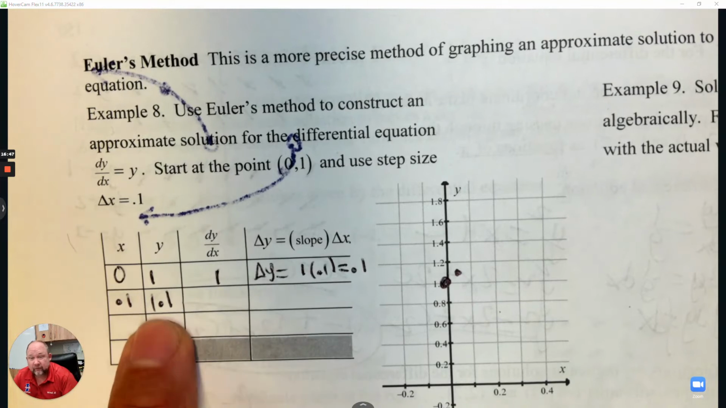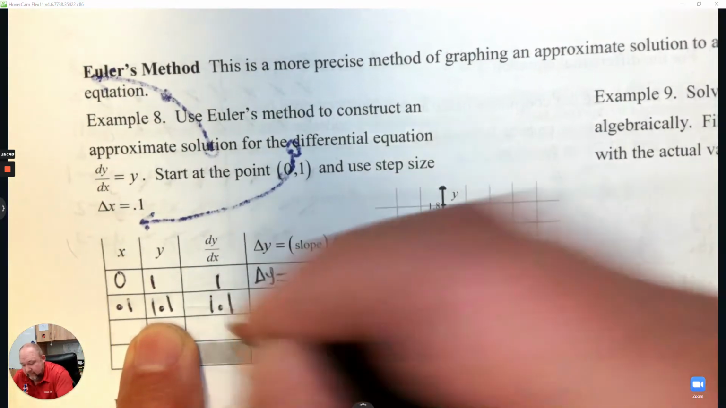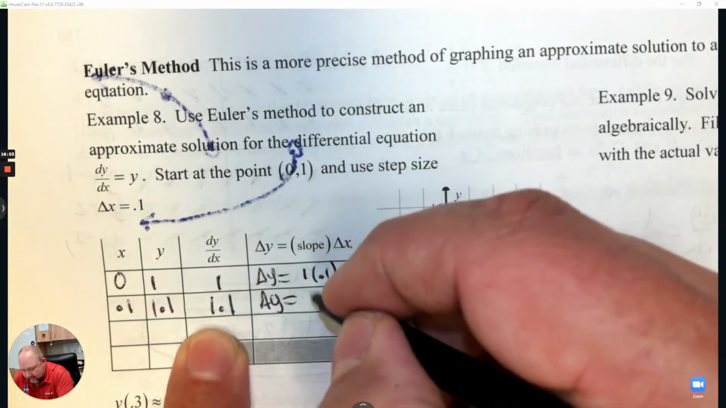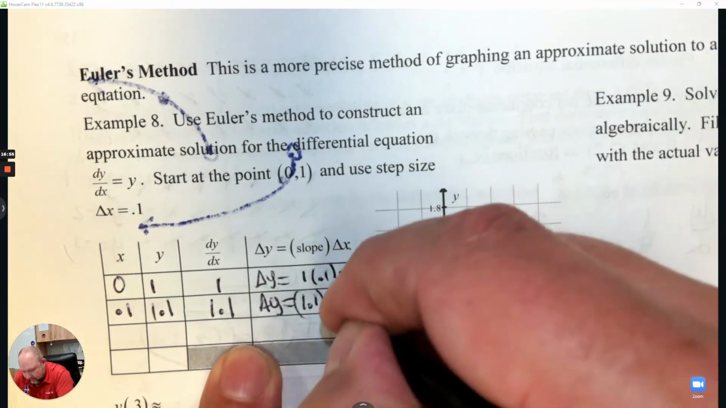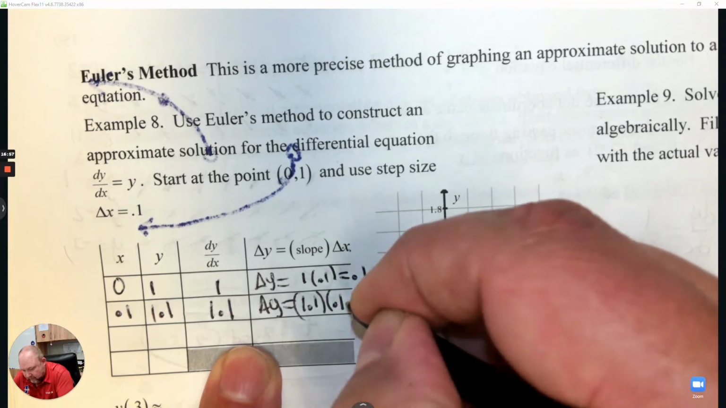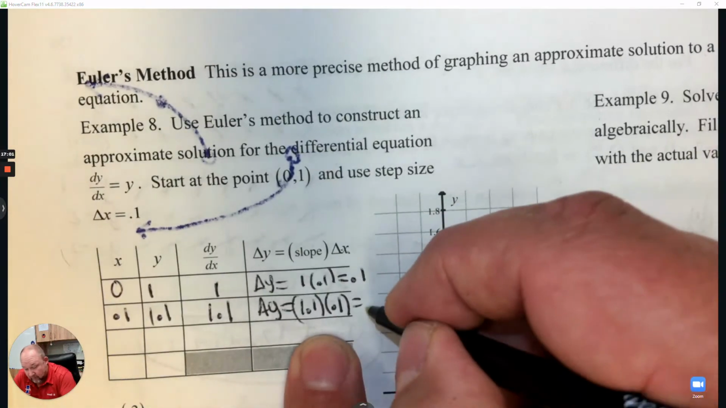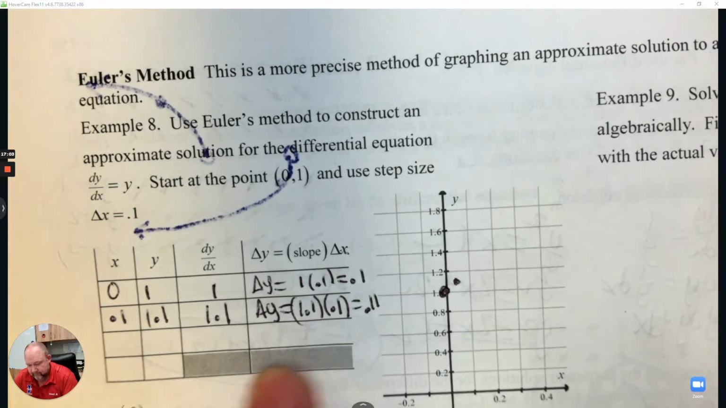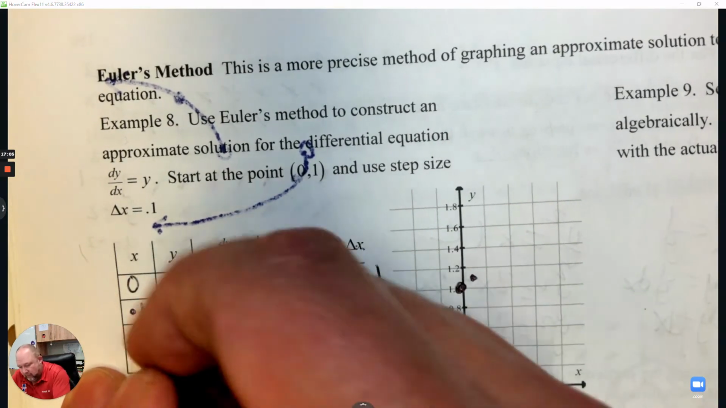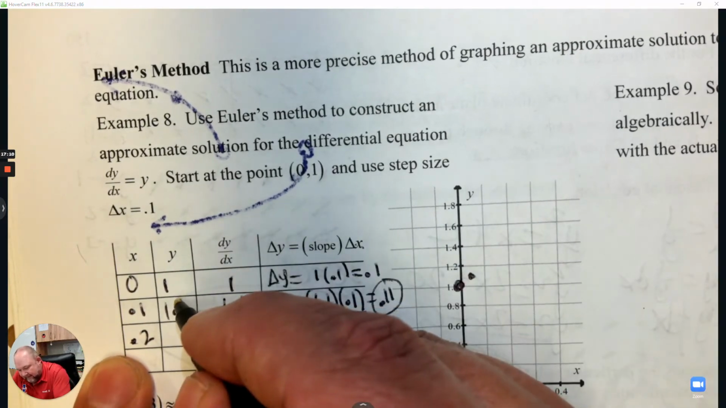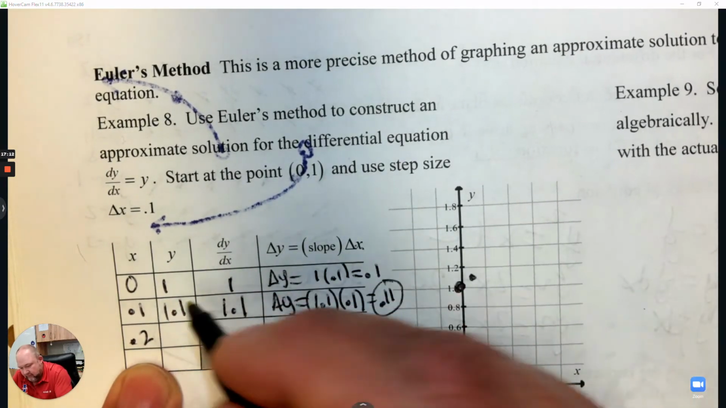Now, the derivative is the y value. So now the y value is 1.1. To find the change in y, we take the slope, which is 1.1, times the change in x, which is 0.1, and then we multiply this together. And that's 0.11. Now the change in x is 0.1, so this is now 0.2. I take this answer and I add it to the y value.